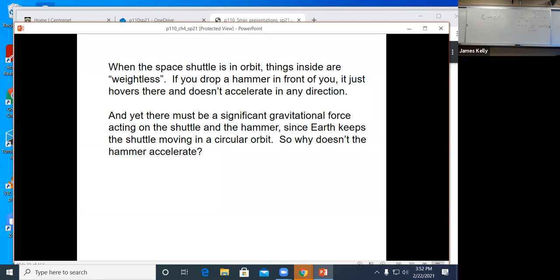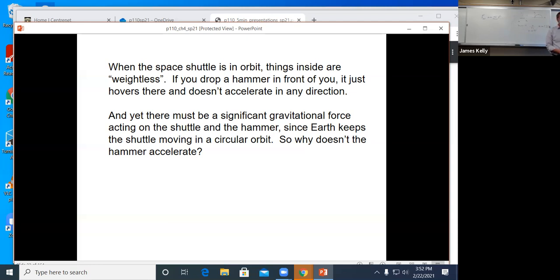Now, if there were no force on the hammer, it should be going in a straight line. That's what Newton's telling me. And yet it's going in a circle. So there's got to be a force on it. And yet when I'm sitting there as an astronaut watching the hammer in front of me, it's just sitting stationary. So it's not accelerating. So according to Newton, who's got the better analysis from the point of view of Newton's second law? Who's looking at it from an inertial reference frame?